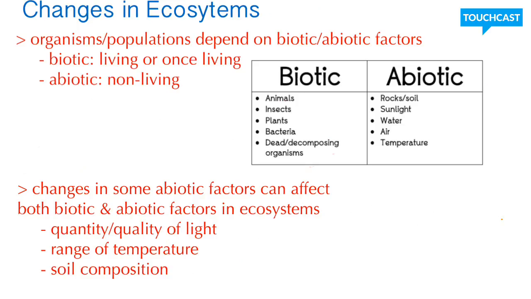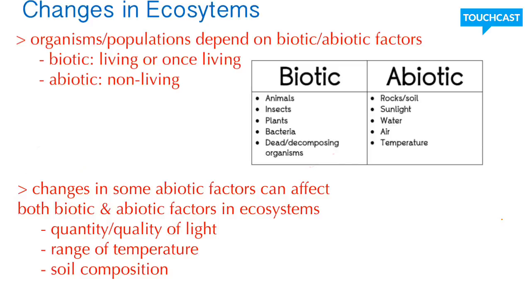Alright, so the second topic we're going to tackle in this video involves changes in ecosystems. First thing you should be able to do is identify different biotic and abiotic factors. Biotic being anything that's living or once living, and abiotic being anything that's non-living. You do have some examples in this box that you need to write down, but keep in mind this is a short list, and there are other things that fall under each of these categories.